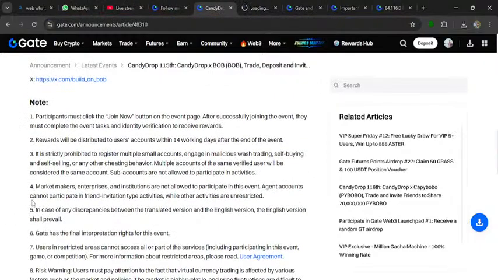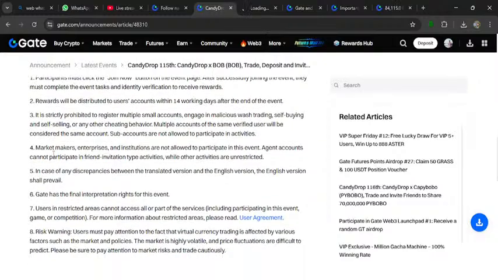And note, look at this. Number one: participants must click the join button on the event page. After successfully joining the event, they must complete the event tasks and identity verification to receive rewards. Number two: rewards will be distributed to user accounts within 14 working days after the end of the event.